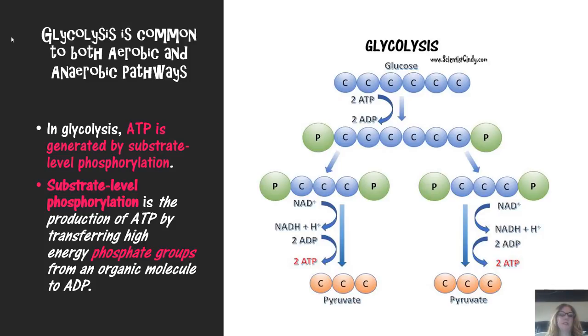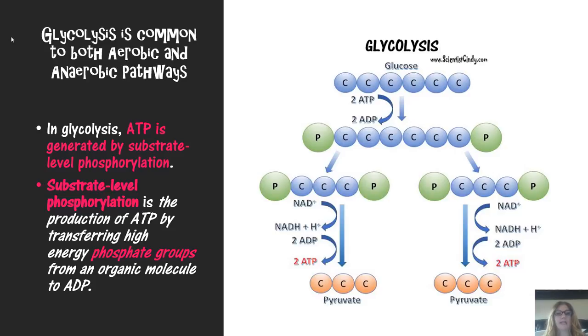All right, so let's begin to look at this in a little bit more detail. We begin cellular respiration with the process of glycolysis. Now, glycolysis is common to both aerobic and anaerobic pathways. And we'll talk about those anaerobic pathways later.